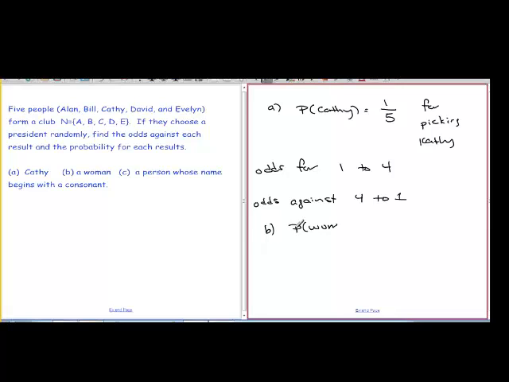Okay, so next we do the probability of picking a woman. Then you look at how many women we have out of the 5 people. The denominator is going to be the same, just like it was for the previous problem. So how many women do we have? 2. Yep. So that's the probability of picking a woman. The odds for are going to be 2 to 3. So the odds against are 3 to 2.